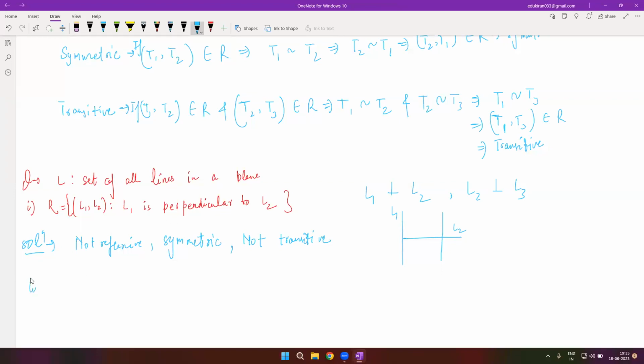Okay, second question is: the relation R says (L1, L2) is a part of the relation if L1 is parallel to L2. Now let's solve this.